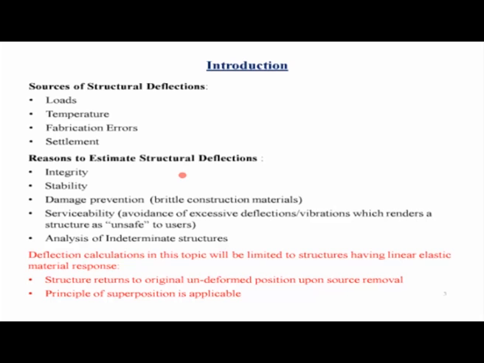Now, before I go ahead further, I would like to point out that in this topic, all the deflection calculations will be limited to structures which have linear elastic material response. When I say that, I mean that if you unload the structure, it will return to its original undeformed position. And also, if there are two different sources of load or deformation, then the total deformation of the structure can be calculated by calculating the individual deflections due to the individual loads. In other words, what I mean is the principle of superposition is applicable.